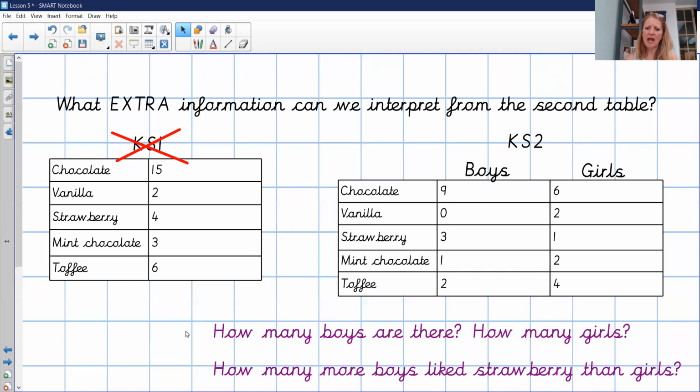Oh, here's another question. How many more boys liked strawberry than girls? So I'm going to be needing to look at my strawberry row. That's the row there, labelled strawberry, but also look at the 2 columns for boys and girls. Well, we can easily see that 3 boys liked strawberry and 1 girl liked strawberry. So the answer is 2, isn't it? 2 more boys than girls liked strawberry.